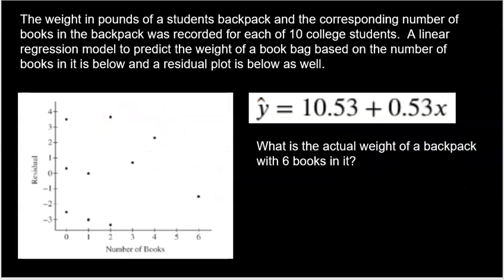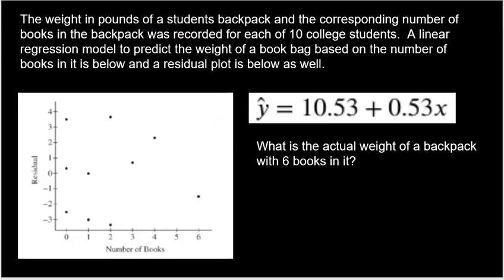All right, one more example here. The weight in pounds of students' backpacks and the corresponding number of books in the backpack was recorded for each of 10 college kids. So I looked at 10 college kids and I said, all right, how many books are in that book bag and how much does it weigh? In a linear regression model, to predict the weight of a book bag based on the number of books in it, the equation is also below with the residual plot.